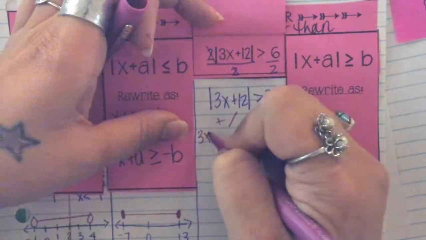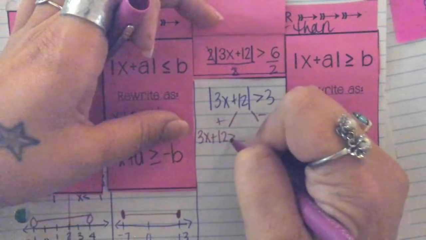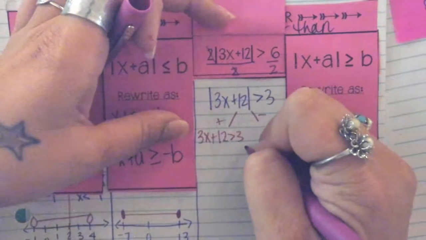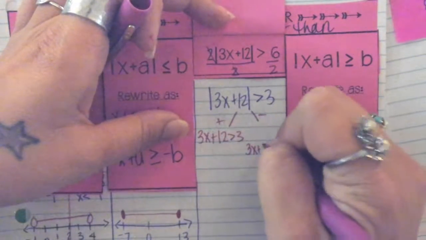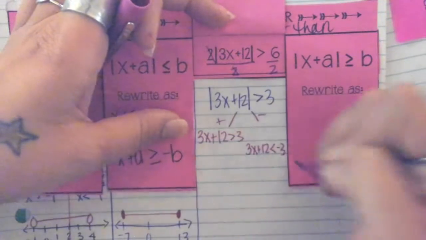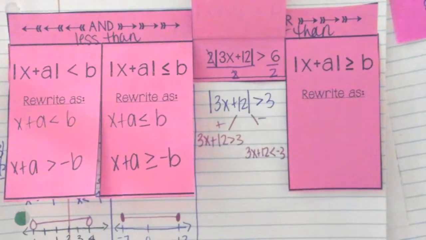Okay. 3x plus 12 is greater than 3. And I'm going to write this here. 3x plus 12 is less than negative 3. Can you solve this one without me? Do it.